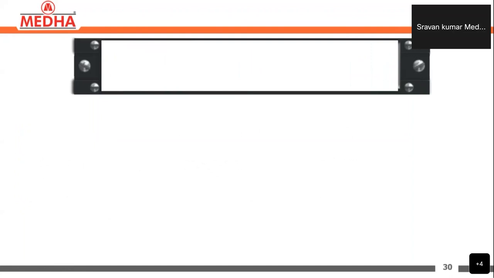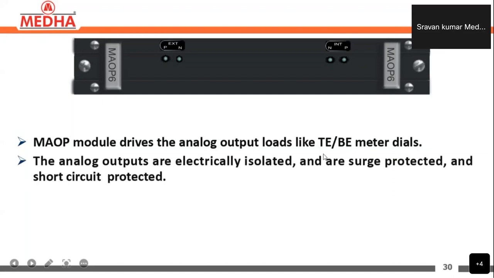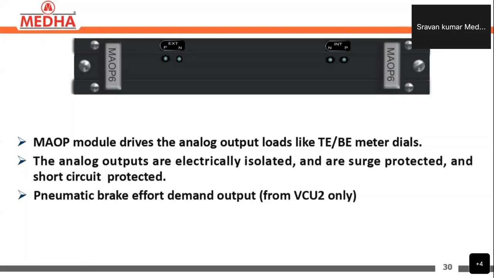So next, coming to the analog output card, which consists of 6 channels. So this is the analog output card. The MAOP card module drives the analog output loads. The analog output card is used for driving the analog outputs such as TD meter, DEL, that are present on the driver's desk. The analog outputs are electrically isolated, surge protected and short circuit protected. So inside the card, these are the protections given. And in the VCU2 analog output card, along with the TE meter dial, it also has the pneumatic brake effort demand output from VCU2.